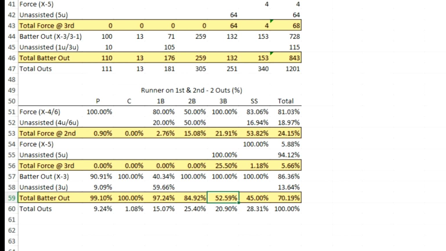24% of plays were force outs at second to end the inning. 24.15%. And 20% of those were unassisted. So either the shortstop or second baseman steps on the bag at second to end the inning. So again, 20% of plays where the inning ends at second base were unassisted. Pretty interesting stuff.